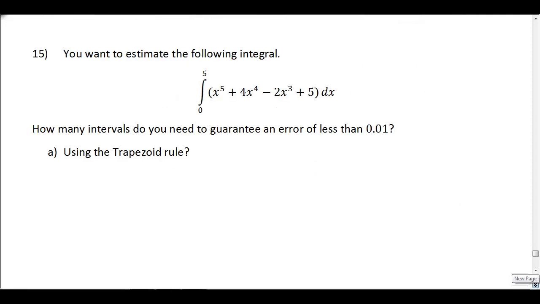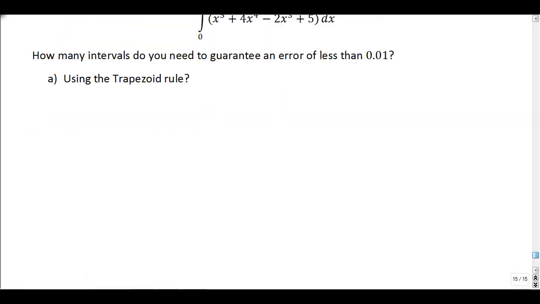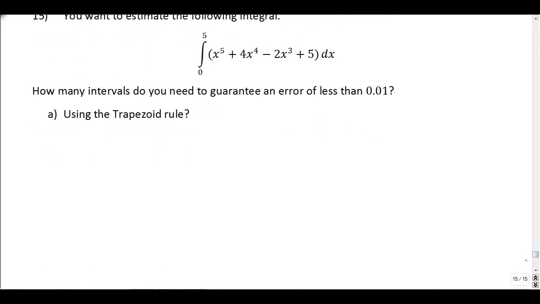Last question. Here we're estimating an integral. We want to know how many intervals do we need to guarantee an error of less than 0.01. Okay, so trapezoid rule. What we had here is the error from the trapezoid rule is bounded above by, we had a capital M, which is some bound on a derivative, times b minus a to the third over 12n squared. And the goal here is we want our error to be less than 0.01.